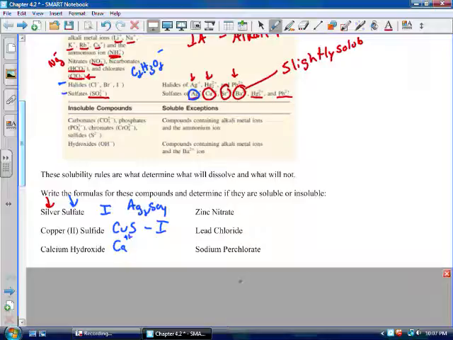Hydroxide, and that's plus 2. Hydroxide is OH, it's minus 1, so it's Ca(OH)2. A little practice for you there.